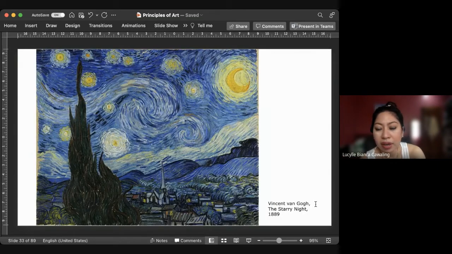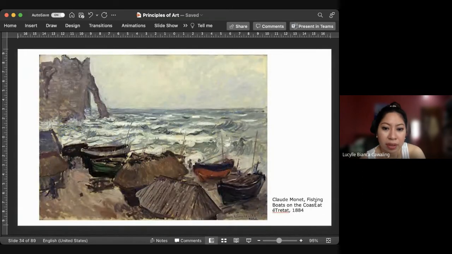And another by Vincent van Gogh's The Starry Night. You could see how the swirls could look like it's moving. So that's the effect of textural brushstrokes. And then also this one by Claude Monet, Fishing Boats on the Coast at Itrat. Itrat, sorry, I cannot pronounce it, in 1884.